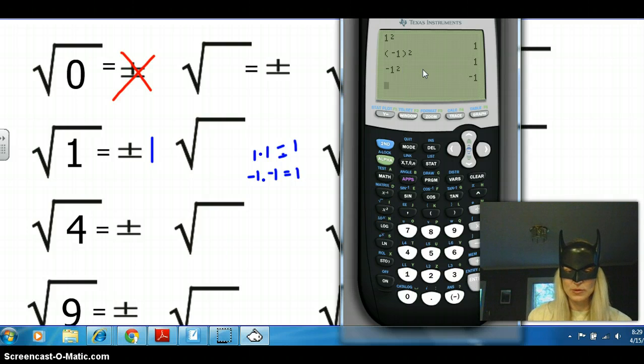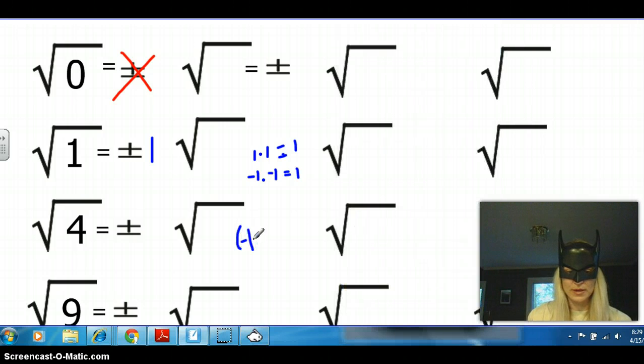And you have to be real careful with this, because when you have negative 1 squared, that means negative 1 times negative 1. If you have negative on the outside and then 1 squared, that means you're going to do 1 times 1 and then apply the negative afterwards. So 1 times 1 is 1, and that becomes negative 1. So you have to be real careful with the parentheses in this.